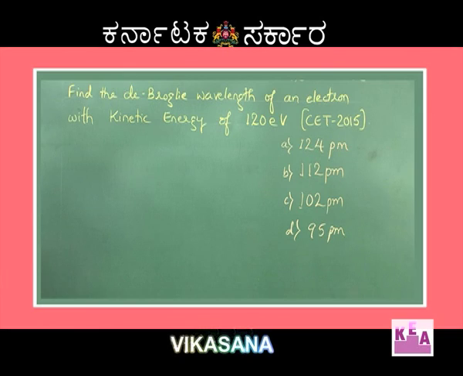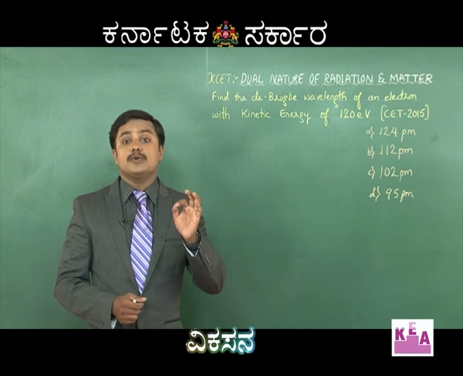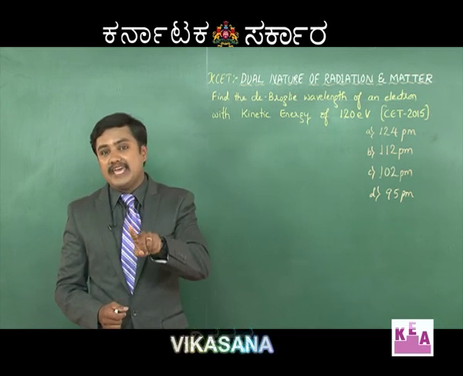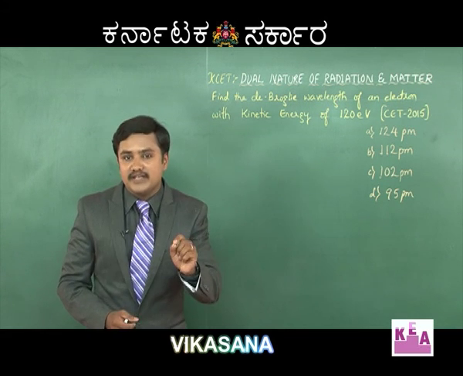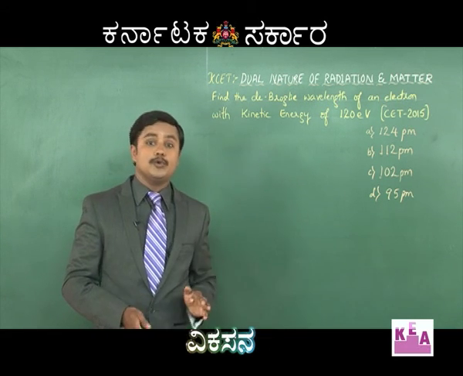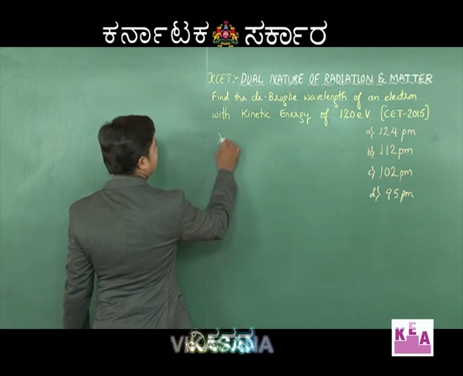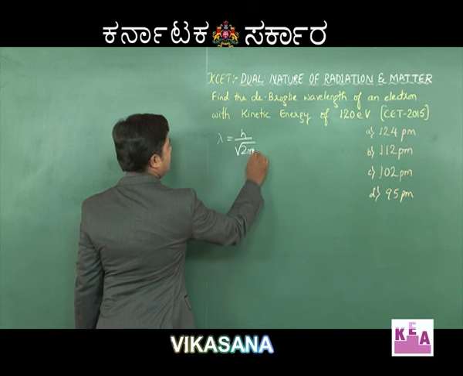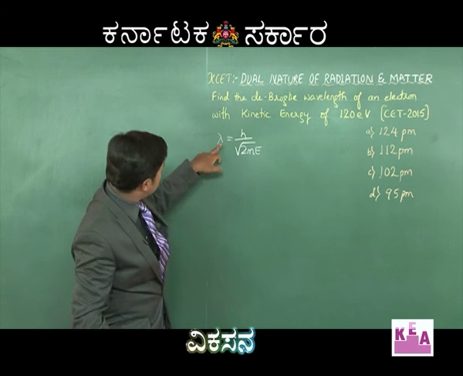The de Broglie wavelength is given by lambda is equal to h by p, where p is momentum. p can be expressed in terms of kinetic energy. The formula is like this: lambda is equal to h by root of 2mE, where E is the kinetic energy. Let me write the formula. In this problem, kinetic energy is given and we are supposed to find out lambda.